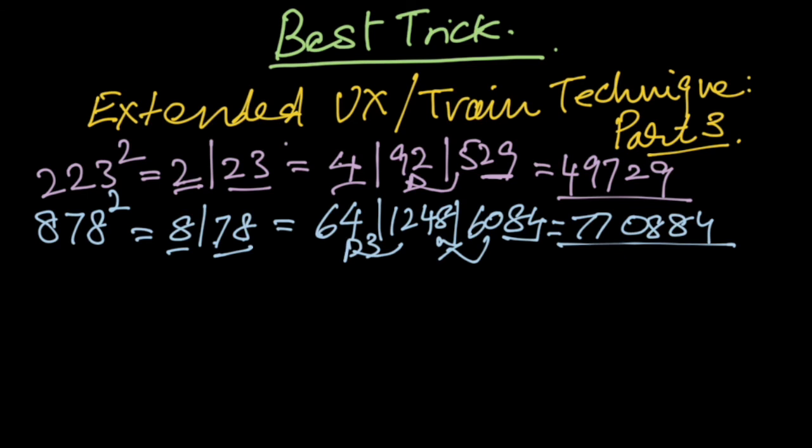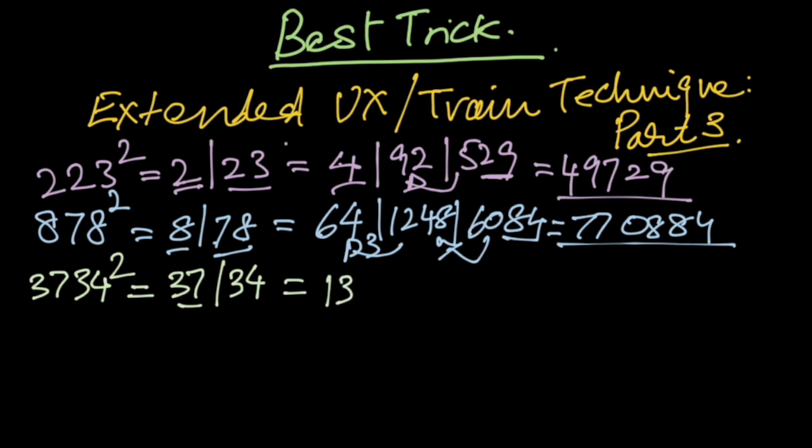Now, let us do one more example, 3734 square. So, here we split 37 and 34. So, 37 square goes here, which is 1369. Then 34 square, 1156, comes here.